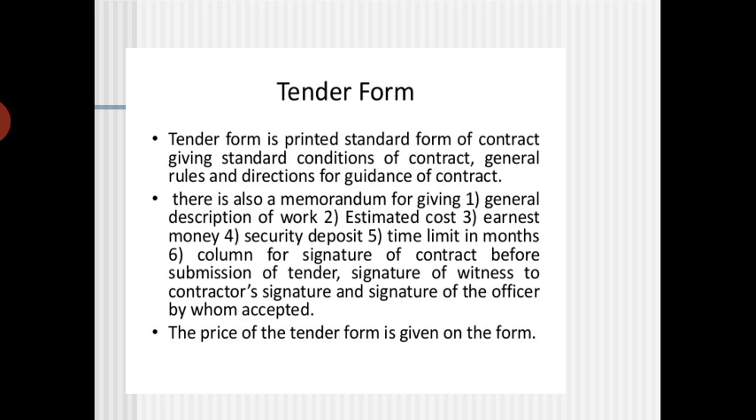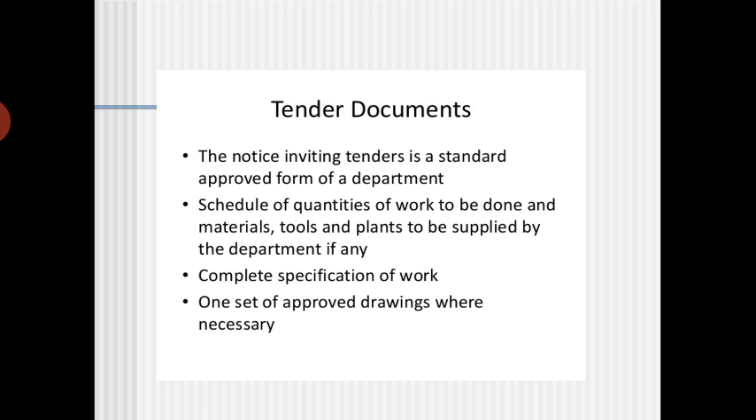First one is the description of the work, estimated cost. So earnest money, that we'll discuss further. Security deposit, time limit in months when you are going to complete that work, column for the signature of the contract before submission, means signature of the different authorities and the witnesses also. That space should be provided in the tender form. And the final approval authority or the competent authority should be given in the tender form. So the price of the tender form is given in the form also.